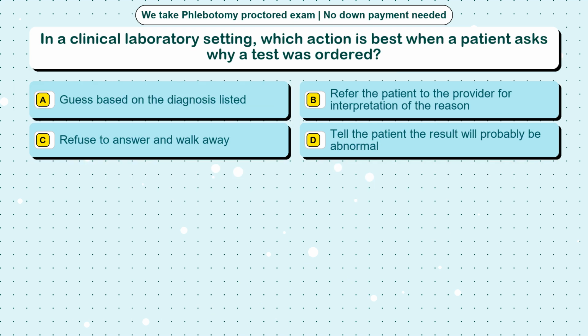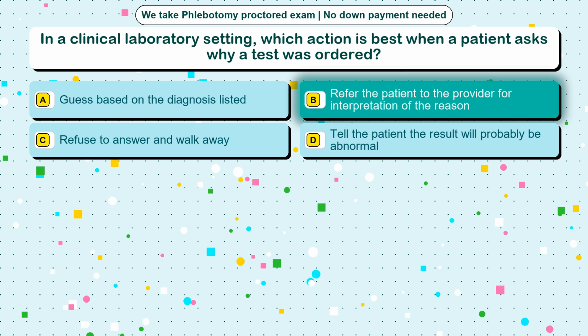Question 29. In a clinical laboratory setting, which action is best when a patient asks why a test was ordered? Option A, guess based on the diagnosis listed. Option B, refer the patient to the provider for interpretation of the reason. Option C, refuse to answer and walk away. Option D, tell the patient the result will probably be abnormal.